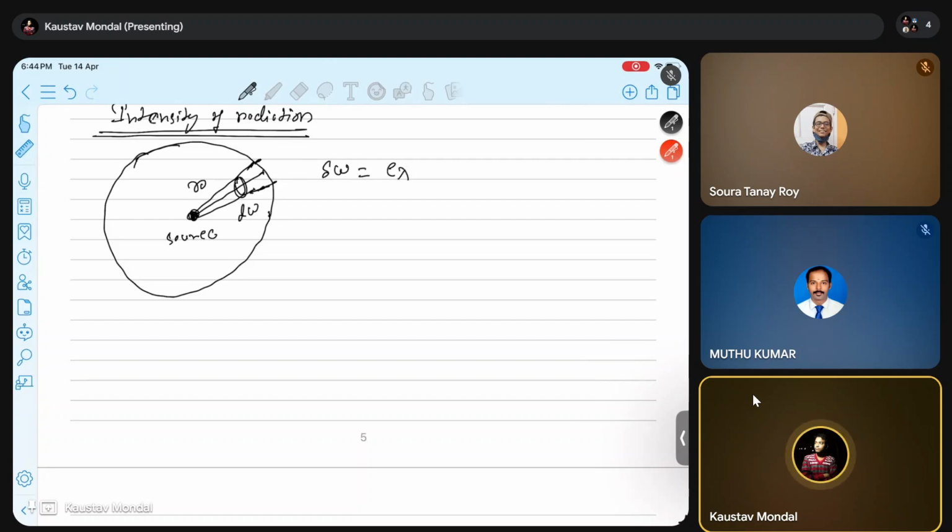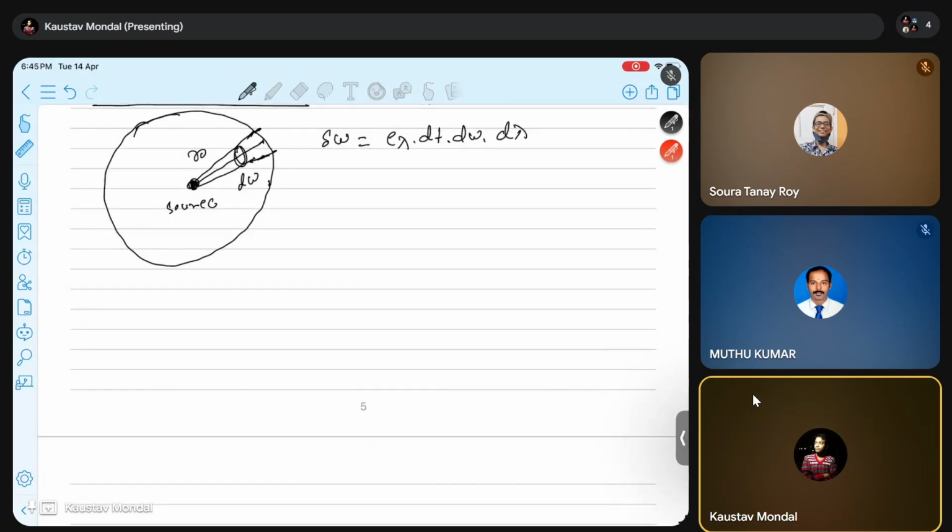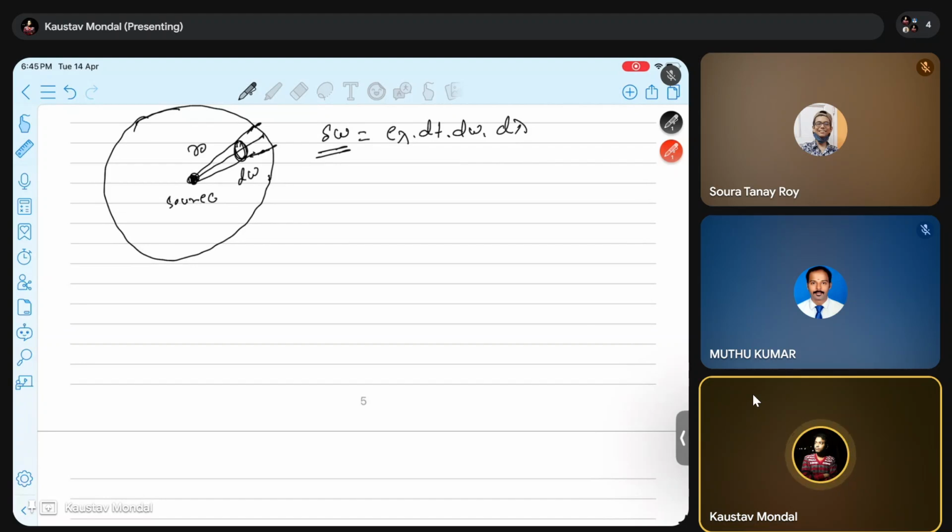E lambda, we know, is the spectral energy, that is per unit time per unit surface area. So in order to calculate the total energy, you have to multiply with dt and d omega and also d lambda. Since we know E lambda is the energy between lambda to lambda plus d lambda, we also have to consider all of the wavelengths, so you multiply with d lambda. Now this is the total energy coming inside this solid angle at a distance r.